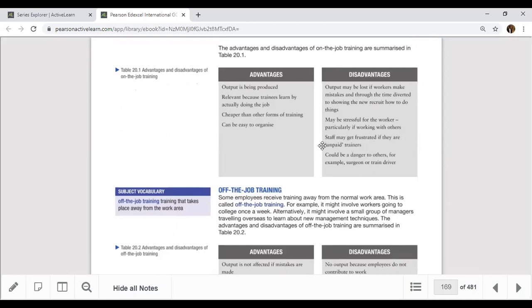Staff may also get frustrated if they become unpaid trainers, because sometimes those senior workers get nothing in return for training others. So they become unpaid trainers. That's another bad thing that happens in the organization. If you are training someone, you should give some allowance for it. But normally, a lot of organizations are not doing that.